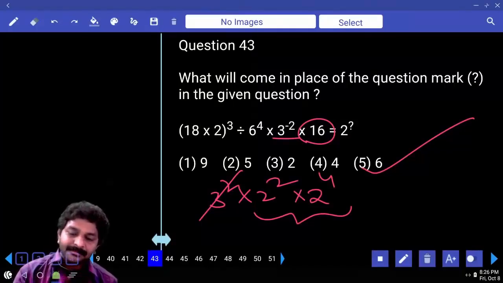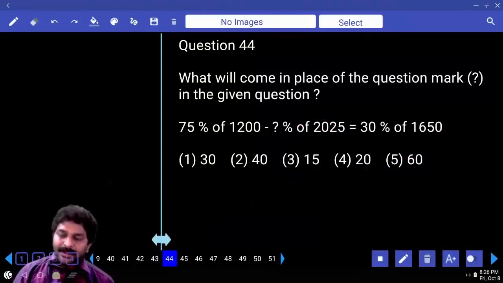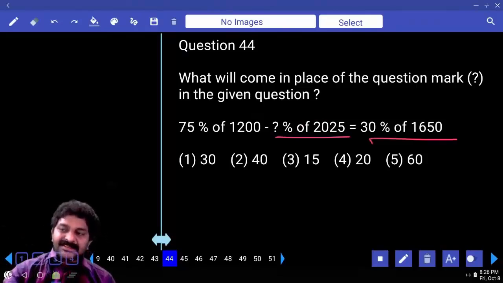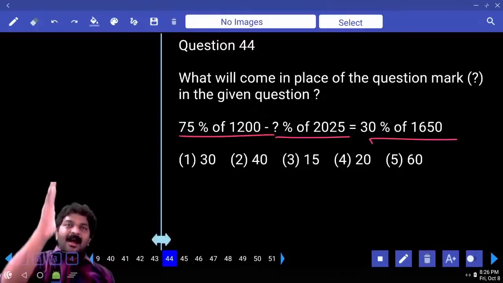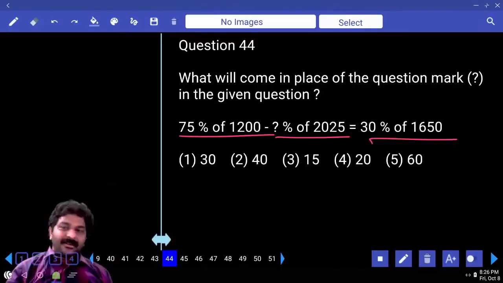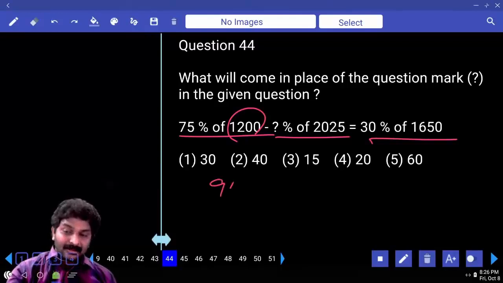Are you following? Right. Minus x percent of some number. That goes to right hand side. And right hand side number will come to left hand side. Is it okay? How do we get 75%? Half plus half. What is half of 1200? Again half. Total. Good. Next.